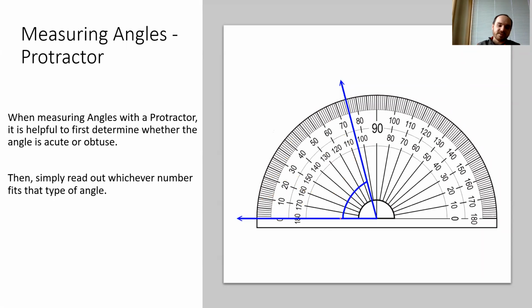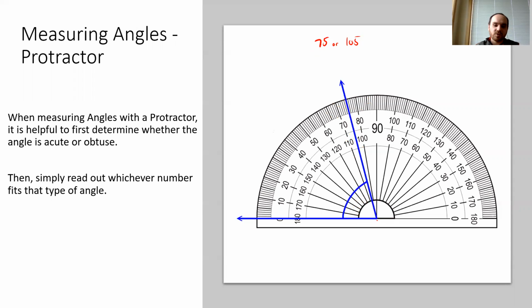All you need to do is, first of all, what kind of angle is this? Is this acute, obtuse, right, or straight? It is an acute angle. So that means that our measure is less than 90 degrees. Now, the reason I asked that at the beginning is because notice that this line intersects in between 70 and 80, but also in between 100 and 110. So that means this angle could be 75 or 105.